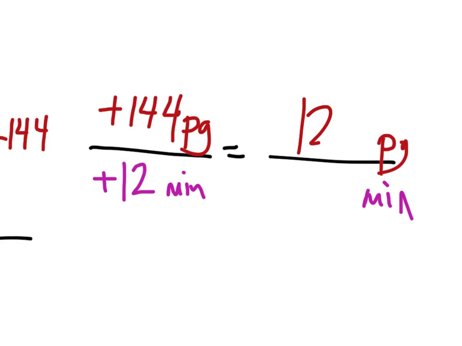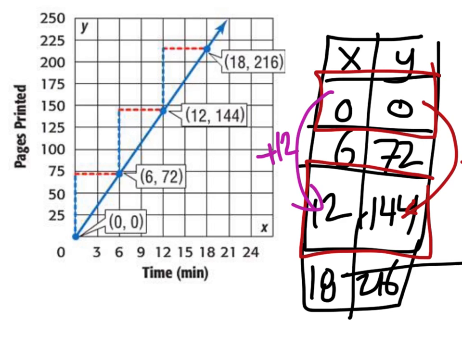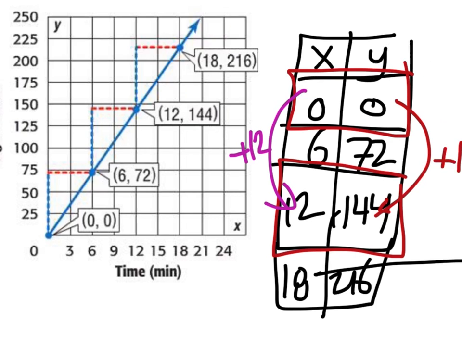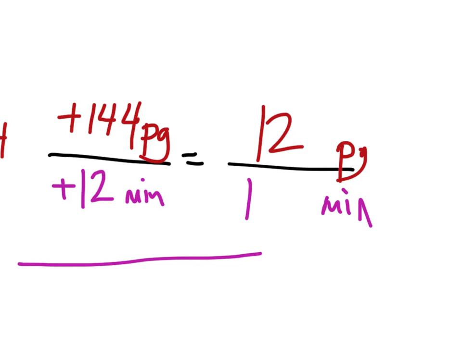So, yep, maybe 12 over 1. But once again, you get to choose in the table which values you want to use. So we just turned the graph into a table, found the rate of change, simplified. Done.